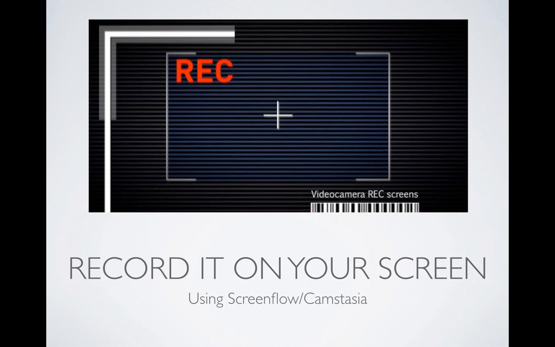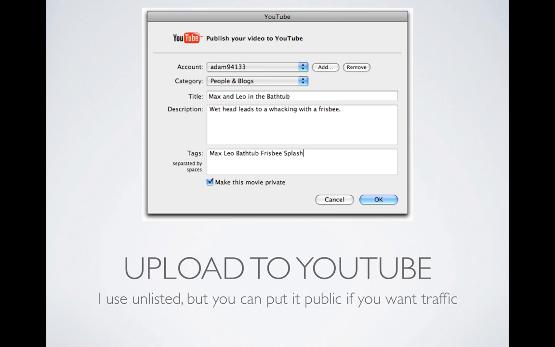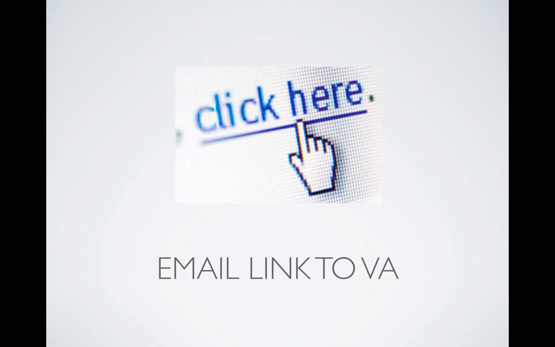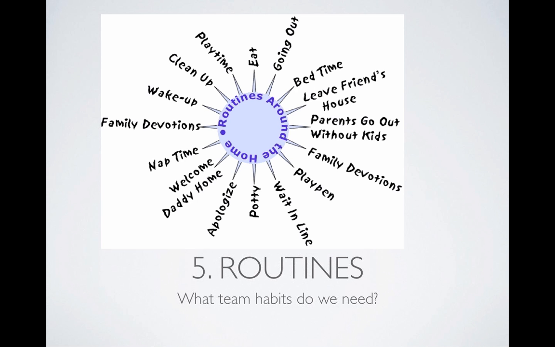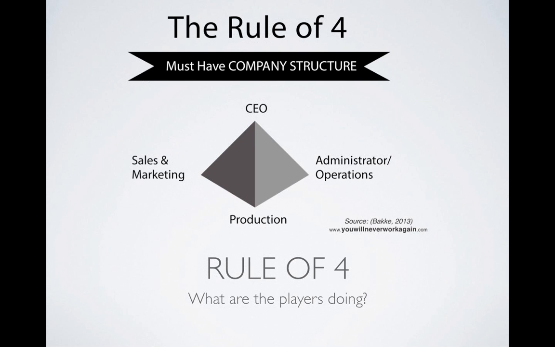It's a much more effective way than writing. Just do the process, record it, upload it to YouTube as unlisted, and then once it's uploaded, you just send your link to the person that needs to do the task, and then you check that they've done the task correctly. And by making this one routine in your company, you've actually created one routine out of many. You've created one of the routines for people in sales and marketing, production, admin, or operations.